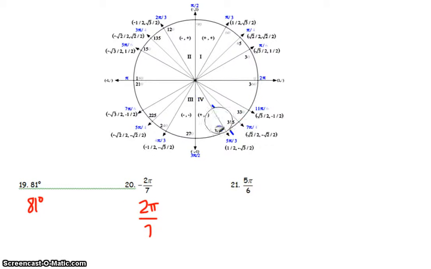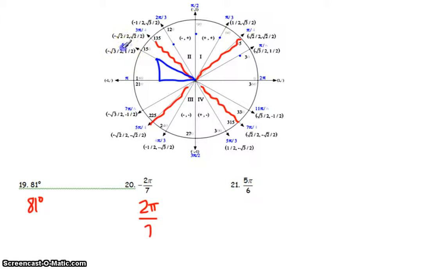Now, for number 21, 5 pi over 6. If I ignore my 45 reference angles, all my pi divided by 4, if I ignore these, then each of my lines goes by pi over 6. So this is 1 pi over 6, 2 pi over 6, 3 pi over 6, 4 pi over 6, 5 pi over 6. So my reference angle is going to go down towards my x-axis.